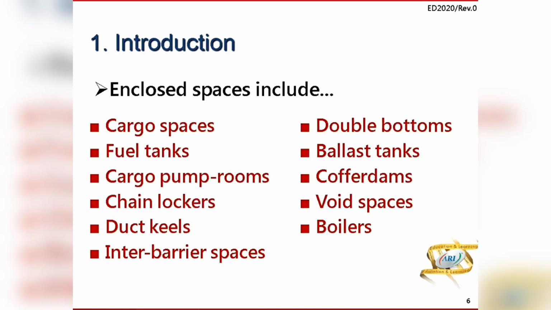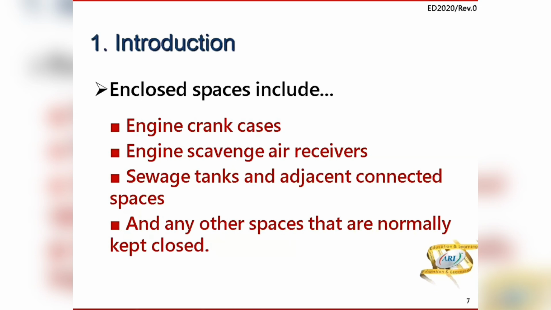Your enclosed spaces will include cargo spaces or cargo tanks, fuel tanks, cargo pump room, chain locker, duct keel, interbarrier spaces, double bottom tanks, ballast tanks, cofferdam, void spaces, and boilers. All are enclosed spaces. Plus, you will have engine crankcases, engine scavenge receivers, sewage tank, adjacent connected spaces, and any other spaces that are normally kept closed.